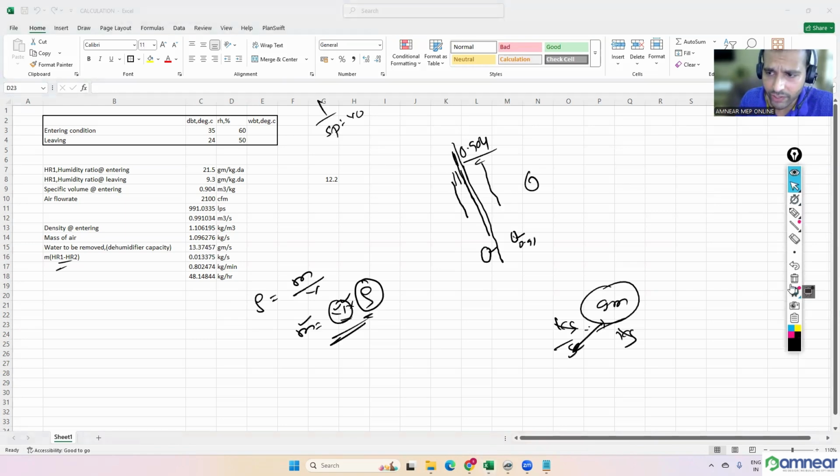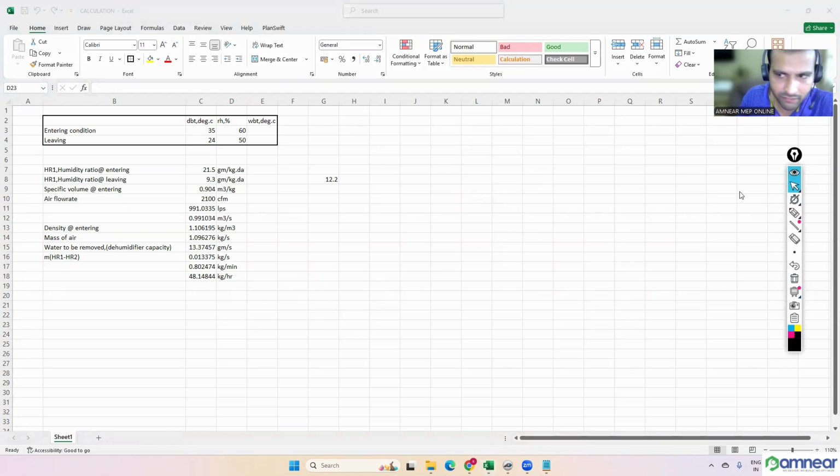That's why when you are selecting your dehumidifier, whether it is a coil based system or a desiccant wheel based system, the capacity is this only. Whatever the unit, if you want to convert it into pounds, as per your convenient unit, you can convert it. So that's a very easy calculation. If you know the entering and leaving condition, you can easily find the capacity.